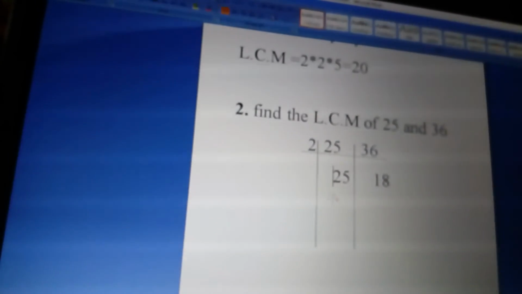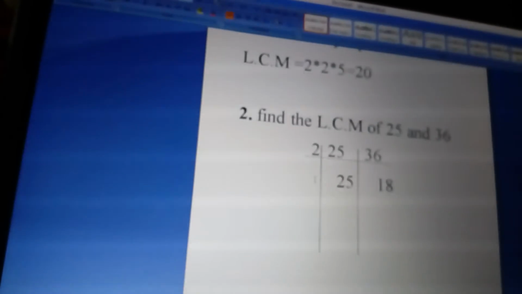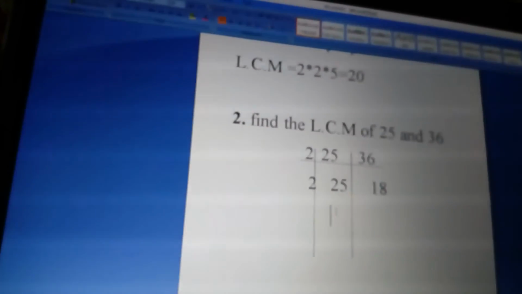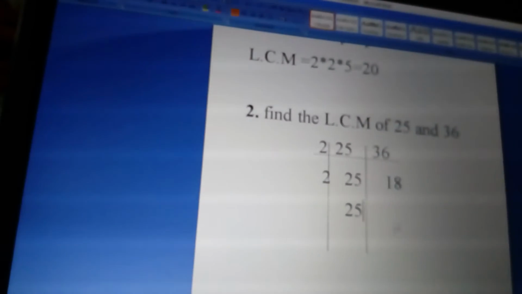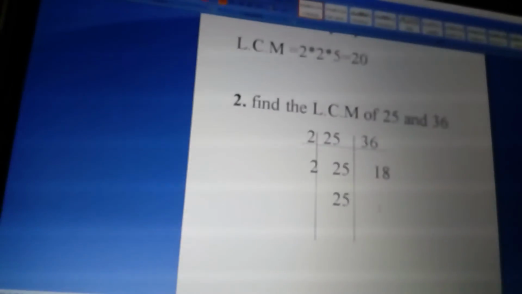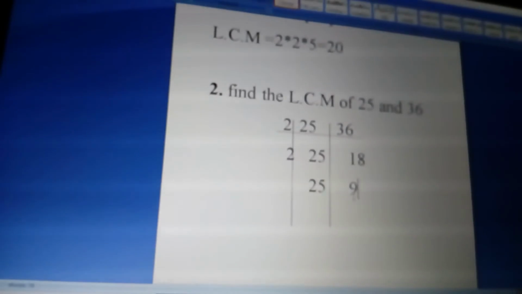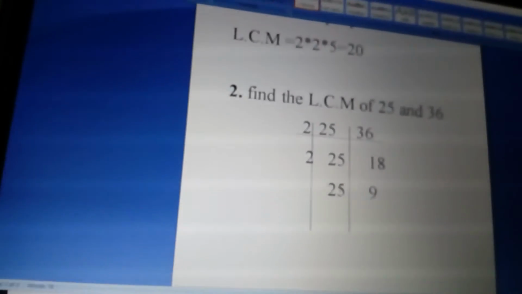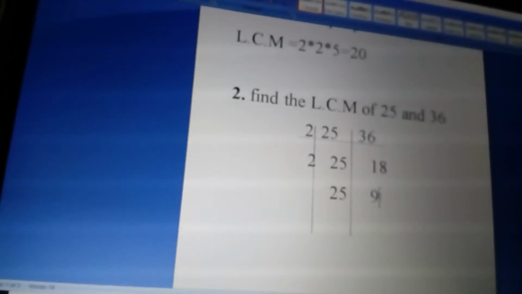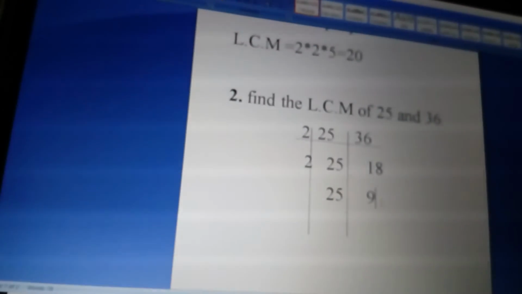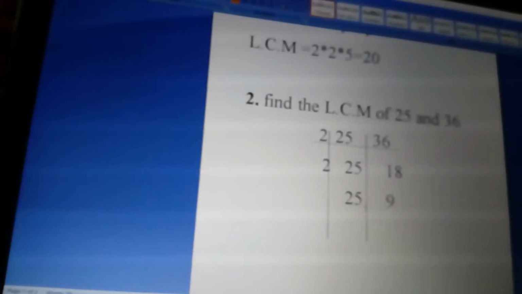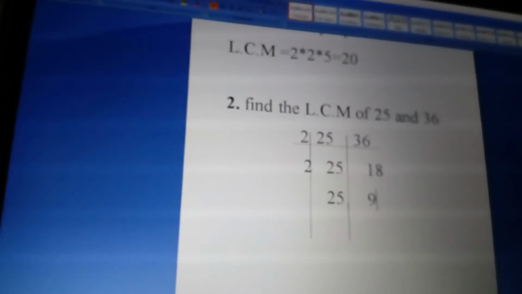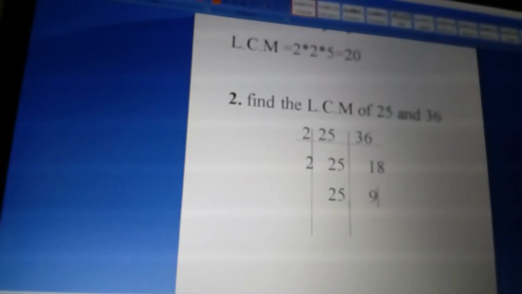So we still use 2 since the condition still holds for one of the numbers. 25 divided by 2, impossible. We write back 25. 18 divided by 2 gives us 9, so we write down 9. And we are done with this stage, so we consider the new numbers. Is 25 divisible by 2? No. 9 divisible by 2? No. So this condition fails for both numbers, and therefore we are going to drop 2 and pick the next number after 2, and the next number after 2 is 3.